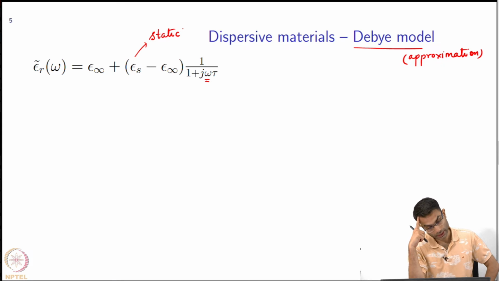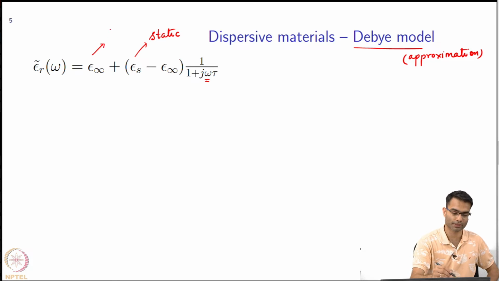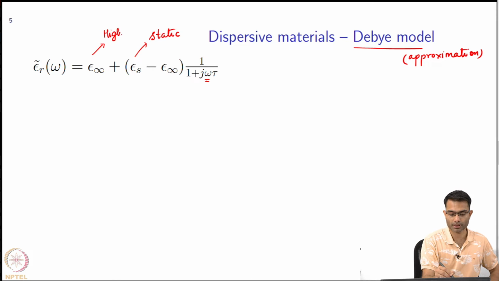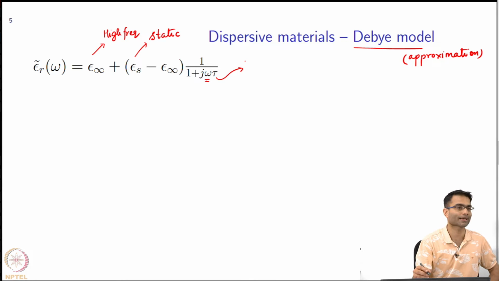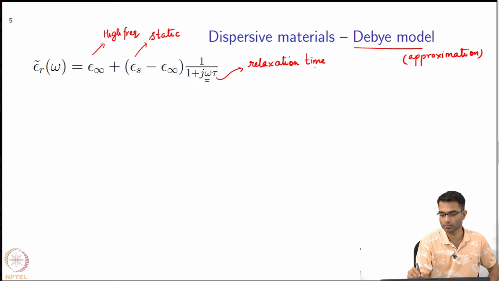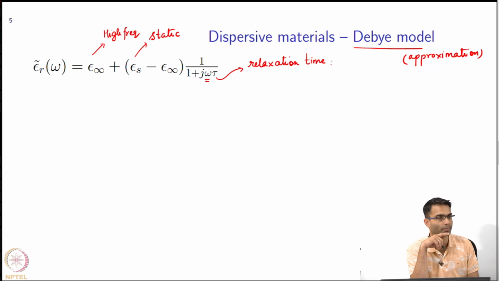Then what happens at extremely large frequencies? You just get epsilon infinity. That is the very high frequency case. And this tau over here is what is called the relaxation time. This is perhaps one of the simplest models for frequency dependence of permittivity.